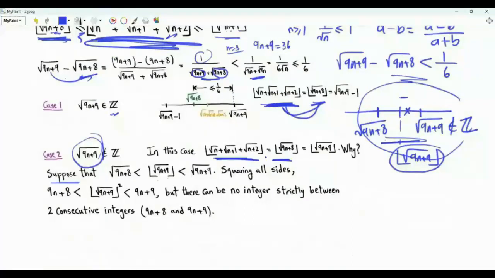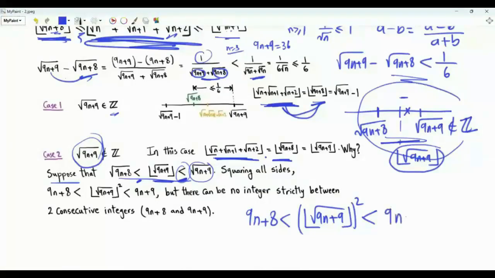Suppose that we have something like this. The floor of the square root of 9n plus 9 is strictly greater than the square root of 9n plus 8. And because this square root is not an integer, then we also have a strict inequality here. Can this ever happen? Square all sides. We get that 9n plus 8 is less than the floor of the square root of 9n plus 9 squared, which in turn is strictly less than 9n plus 9.